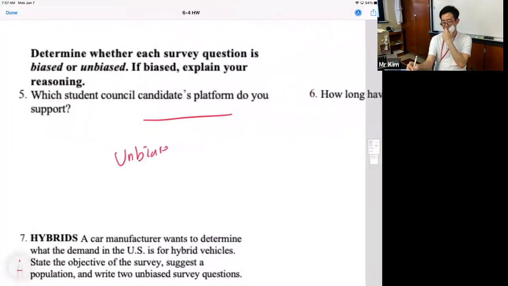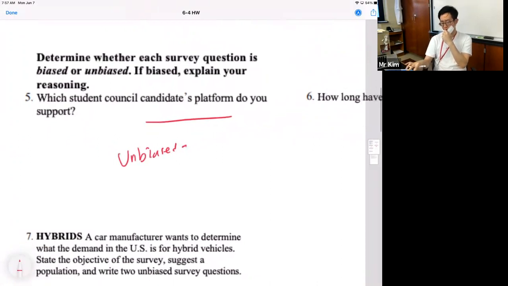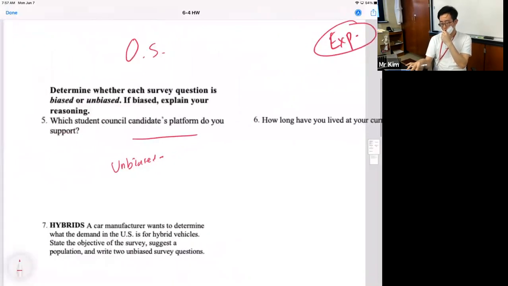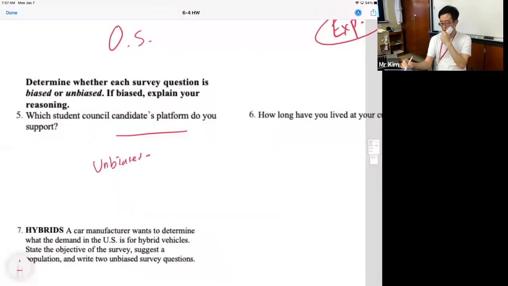Unbiased. There's not that much information to call it bias at this point. Like, what type of group are you referring to when you're asking this question? And yeah, I don't think there's going to be any bias for this one. How long have you lived at your current address? I don't know if these are actually supposed to be the question here, but number 6, did you guys all say unbiased too? Yeah, there's really no reason for this to be biased here.